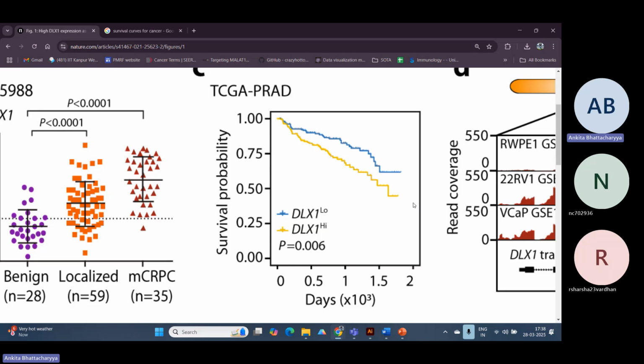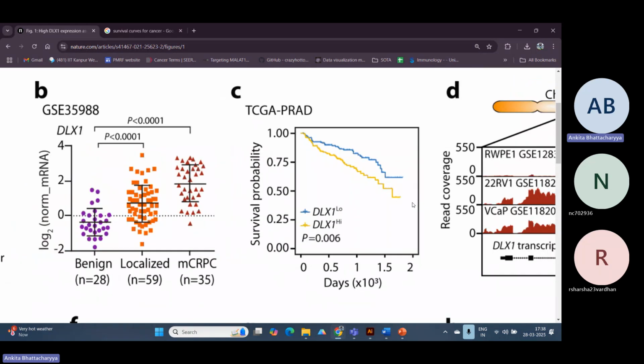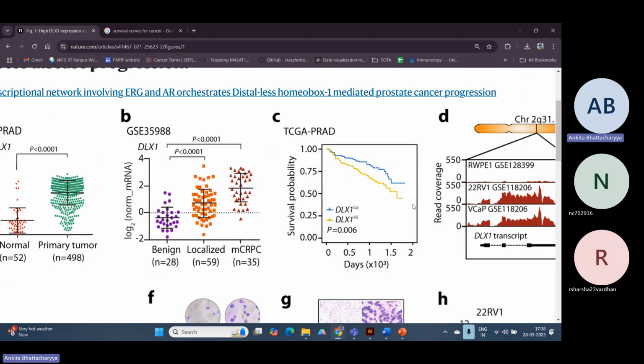That means, not the disease, high expression of the gene in the disease had led to more poor outcomes, and the probability of survival of patients is much, much lower. So this is how you draw a comparison.